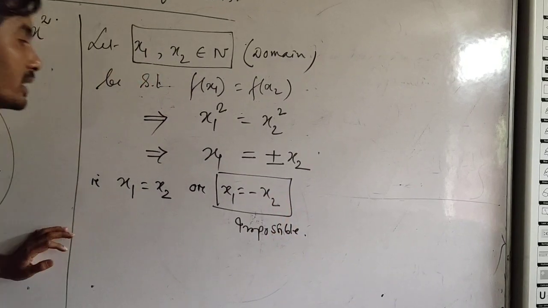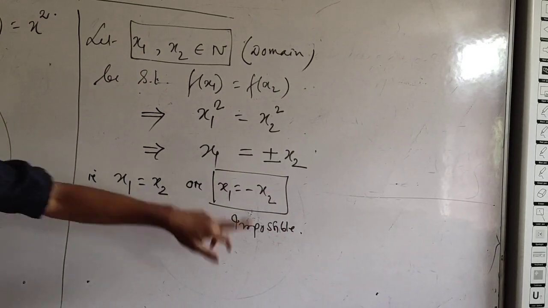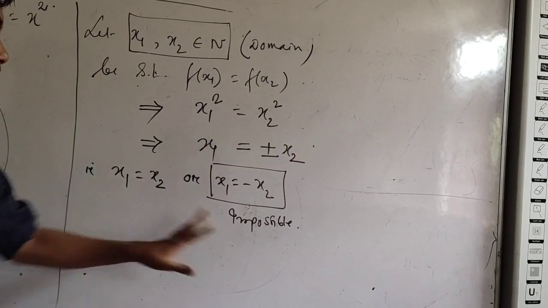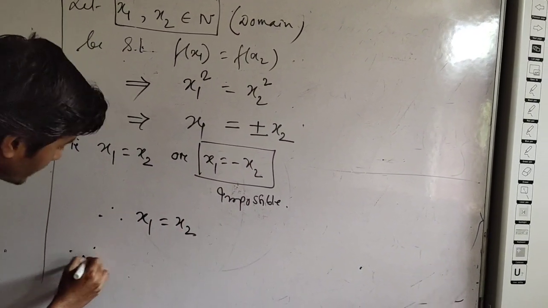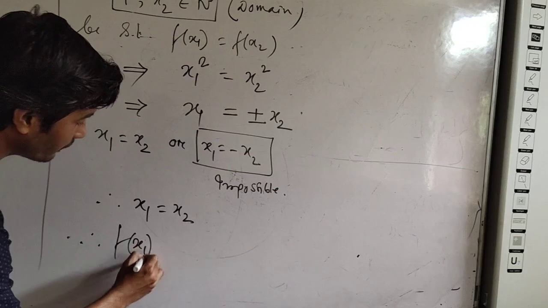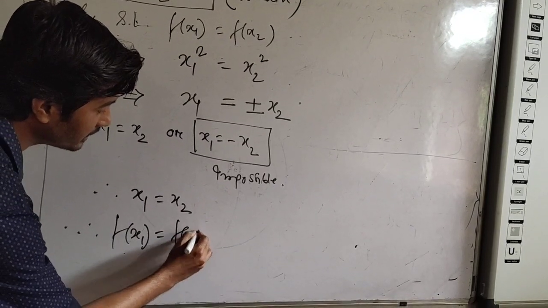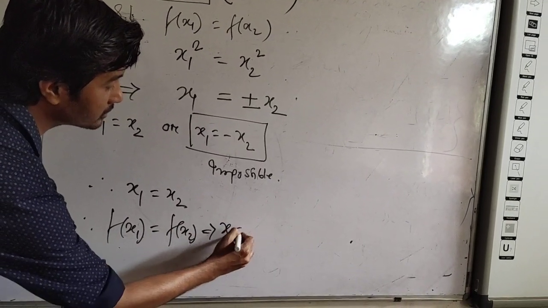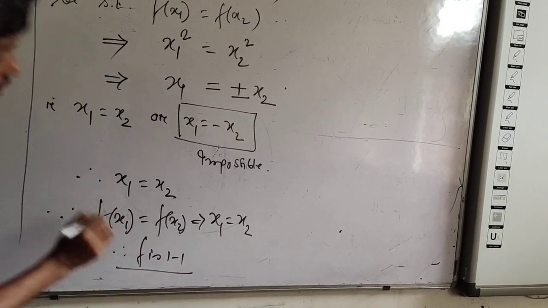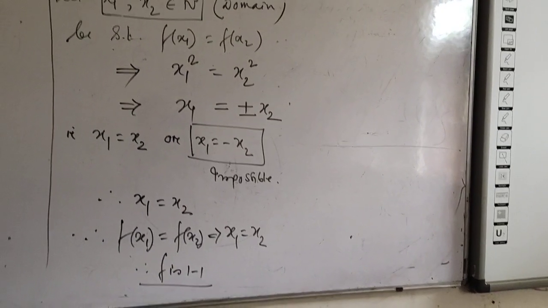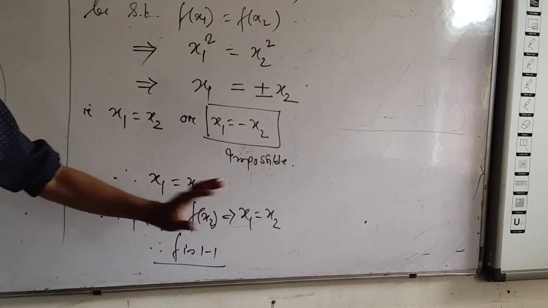Because whenever x1 and x2 are two natural numbers, we cannot have x1 equal to minus x2. Therefore, we have to take this one. Therefore, x1 equals x2. Therefore, we have seen that f(x1) equals f(x2) implies x1 equals x2, and hence f is a one-one function, because it satisfies the definition of a one-one function.